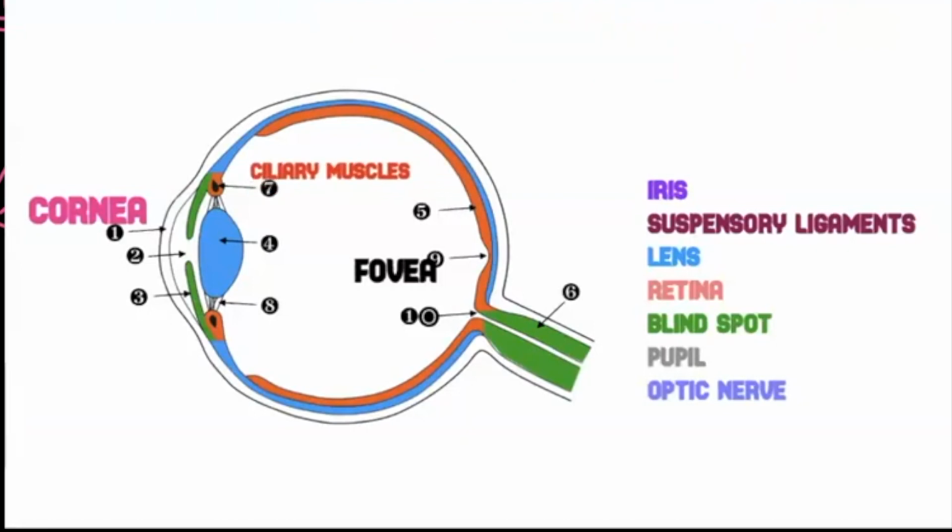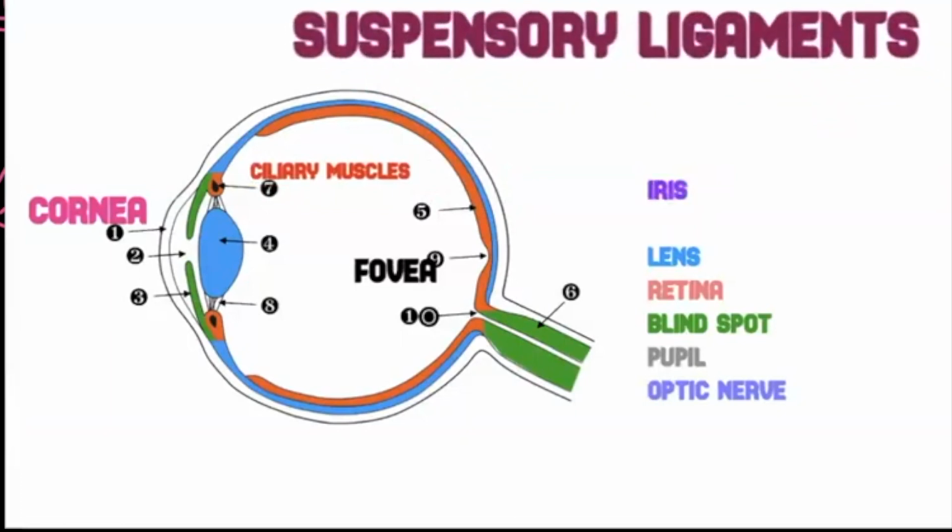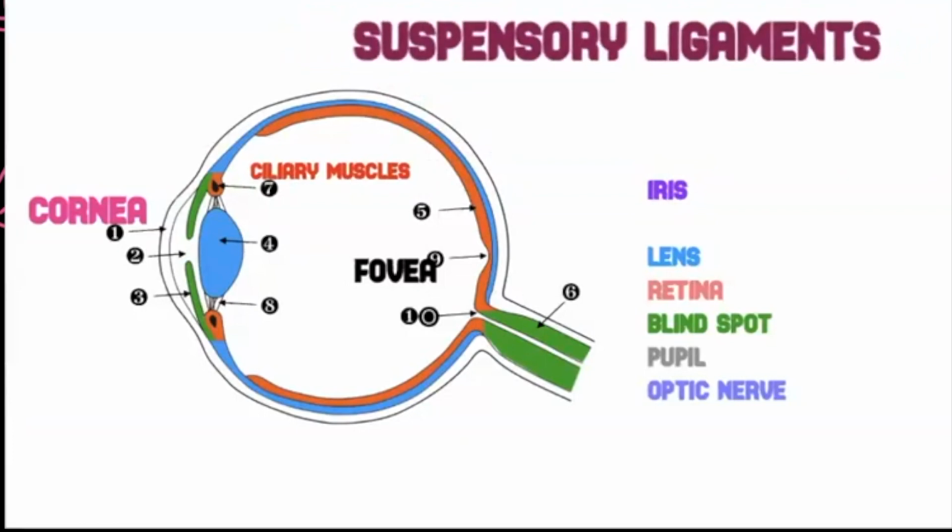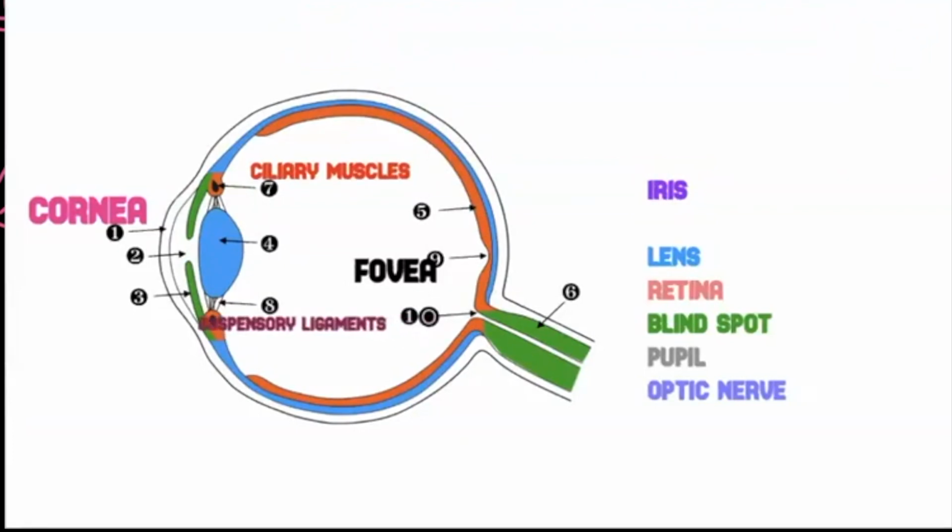Now I'm looking for the suspensory ligaments. Those are the ones that hold the lens. Those are the ones that connect the muscles on top to the lens. So which number is the suspensory ligaments? That would be number 8.